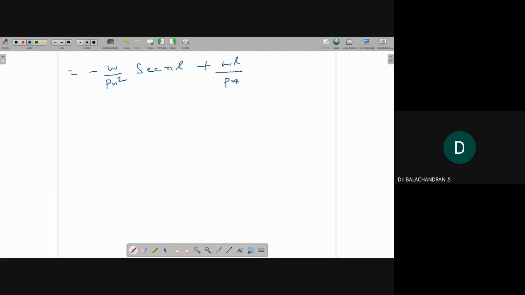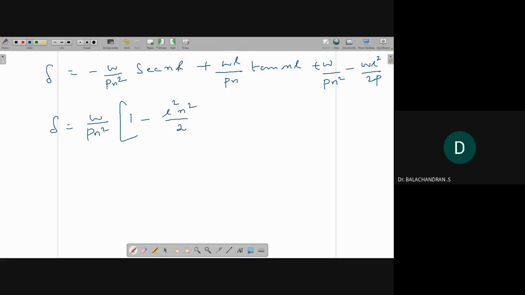By Pn into tan Nl. Okay, plus omega by Pn square minus omega L square by 2p. So from this I am taking commonly omega by Pn square. So remaining is 1 minus, from this I took omega by P, so minus L square n square by 2. From this I will minus secant Nl.